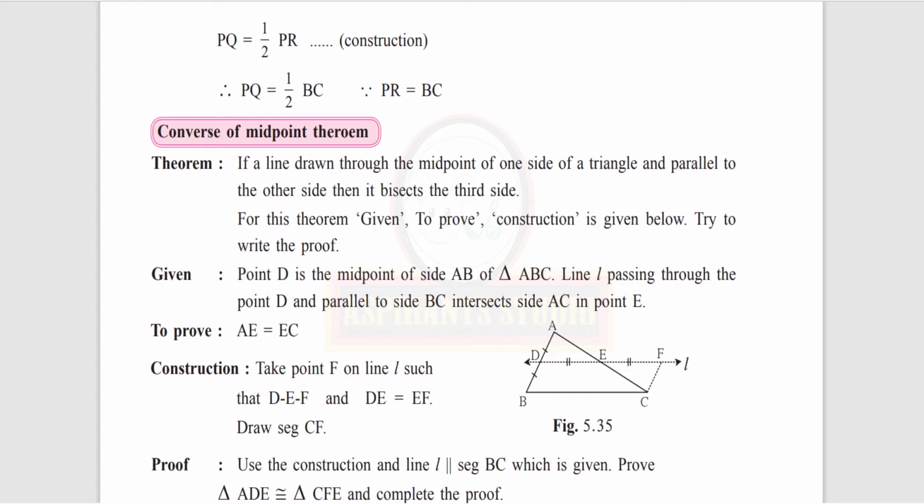For this, take the construction like this. Take point F on line L such that E lies between D and F and DE is equal to EF. Draw segment CF. For the proof, use the construction and that line L is parallel to segment BC, which is given. Prove that triangle ADE is congruent to triangle CFE and complete the proof.